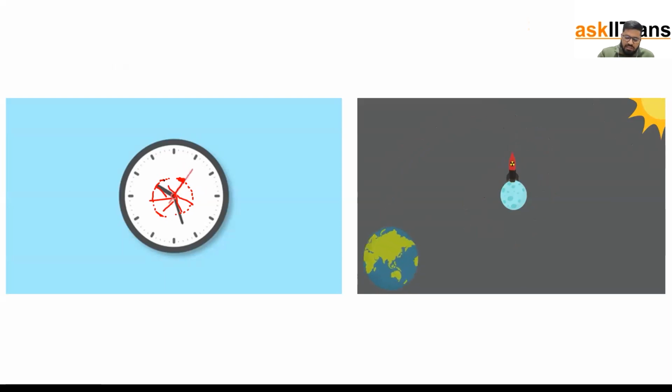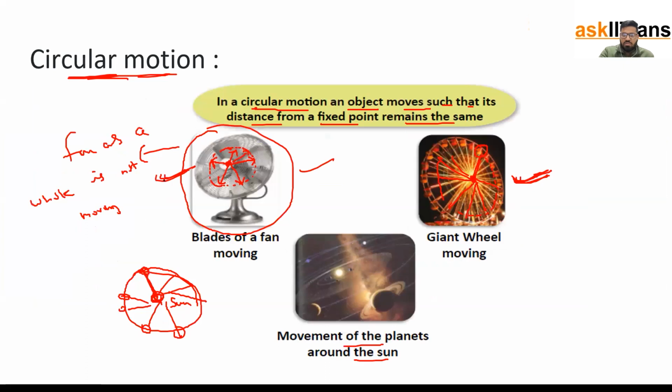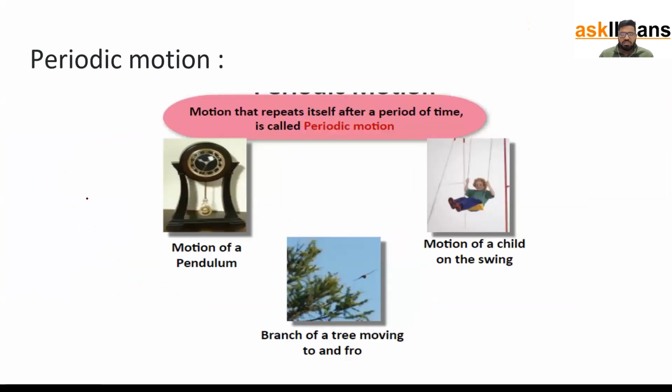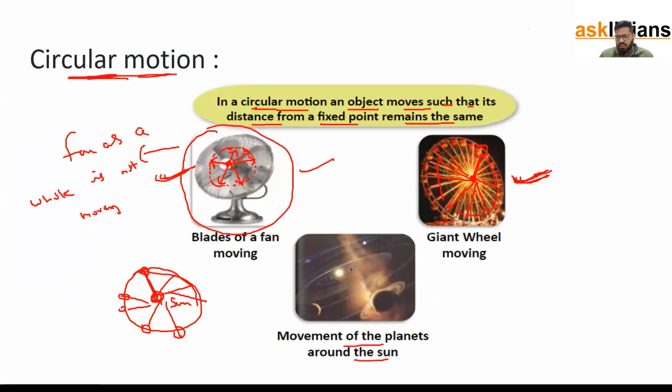So I think that difference is clear. What is rectilinear motion? What is circular motion? In rectilinear motion, a particle or object moves in a straight line, and in circular motion, it moves such that its distance from a fixed point remains the same. Clear? Now talking about the third type of motion, which is periodic motion. Okay. Now, if I give you one example of circular motion from daily life, it can be like that.